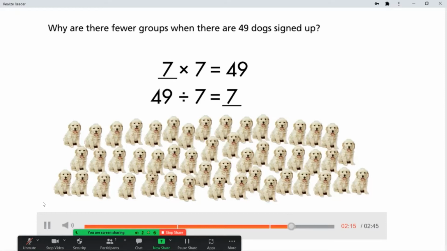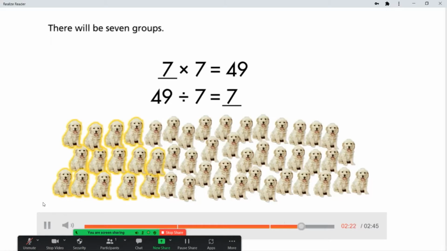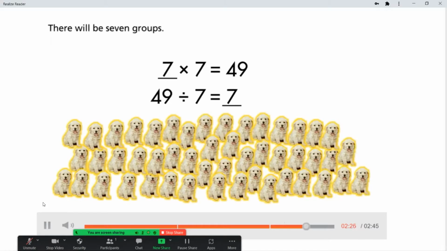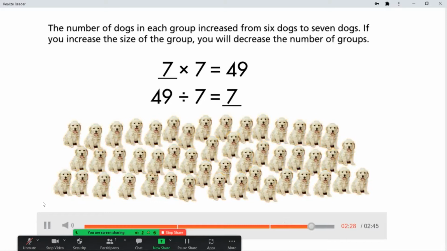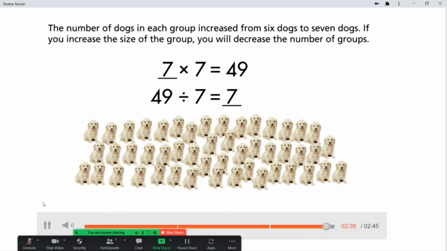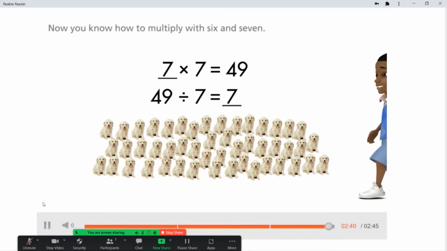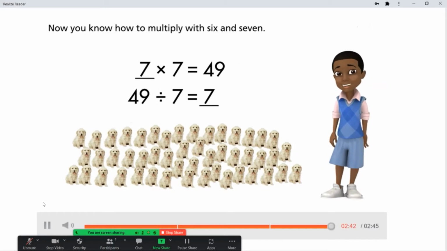Why are there fewer groups when there are 49 dogs signed up? There will be 7 groups. The number of dogs in each group increased from 6 dogs to 7 dogs. If you increase the size of the group, you will decrease the number of groups. Now you know how to multiply with 6 and 7.